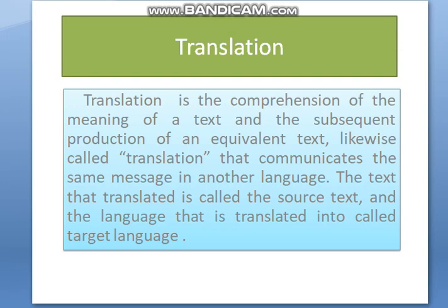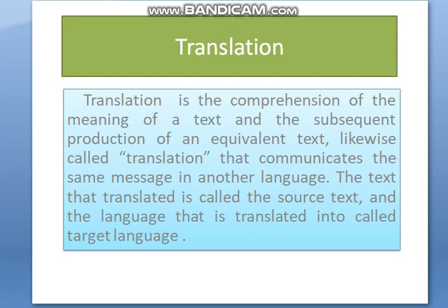In the previous lecture, I mentioned what is meant by translation, what the characteristics of a good translator are, as well as the types of translation. Now, in this lecture, I will also give you a brief idea about translation and help you learn how to translate a text from the source language to the target language.